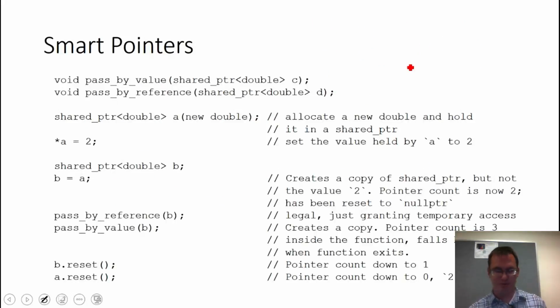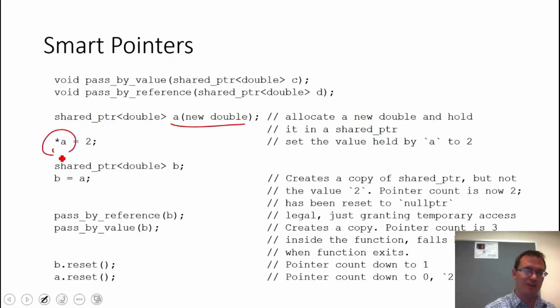And here's some example code, very similar to the other one. We have a shared pointer, points to a new double. Again, it acts just like a normal pointer. We can dereference it. And then we make a new shared pointer. And remember, in the case of the unique pointer, this was illegal. But now it is, because we can copy a shared pointer.